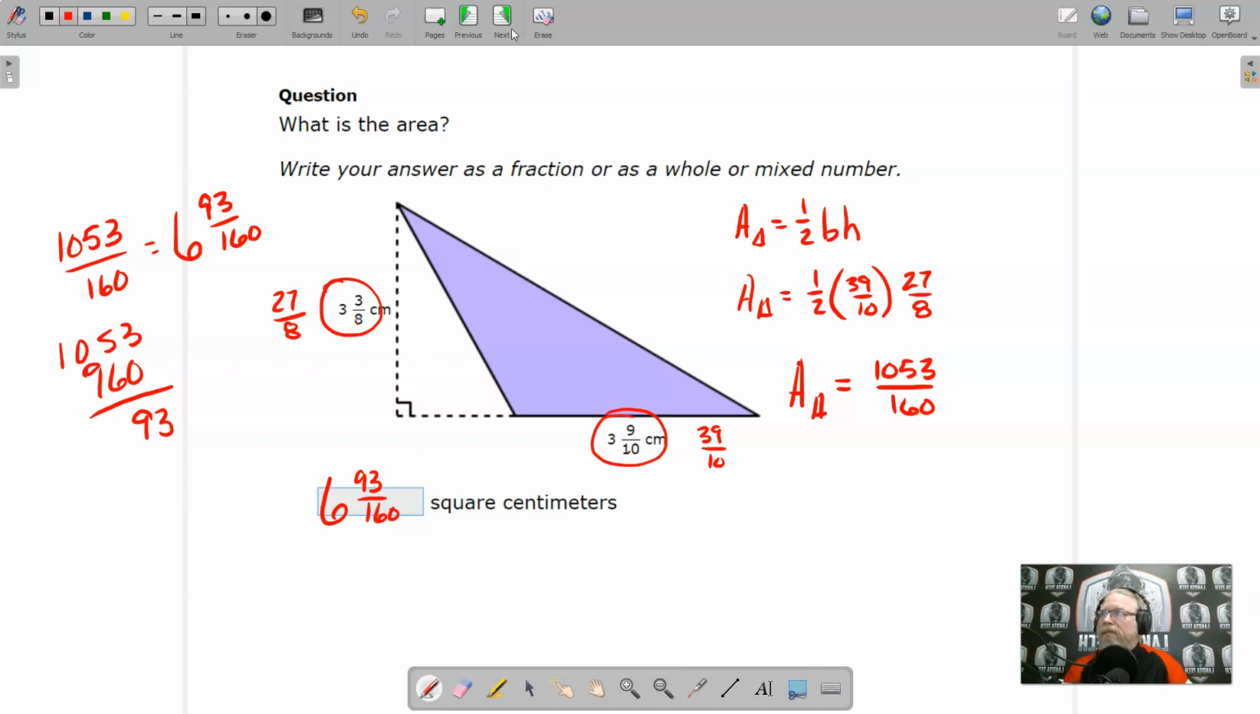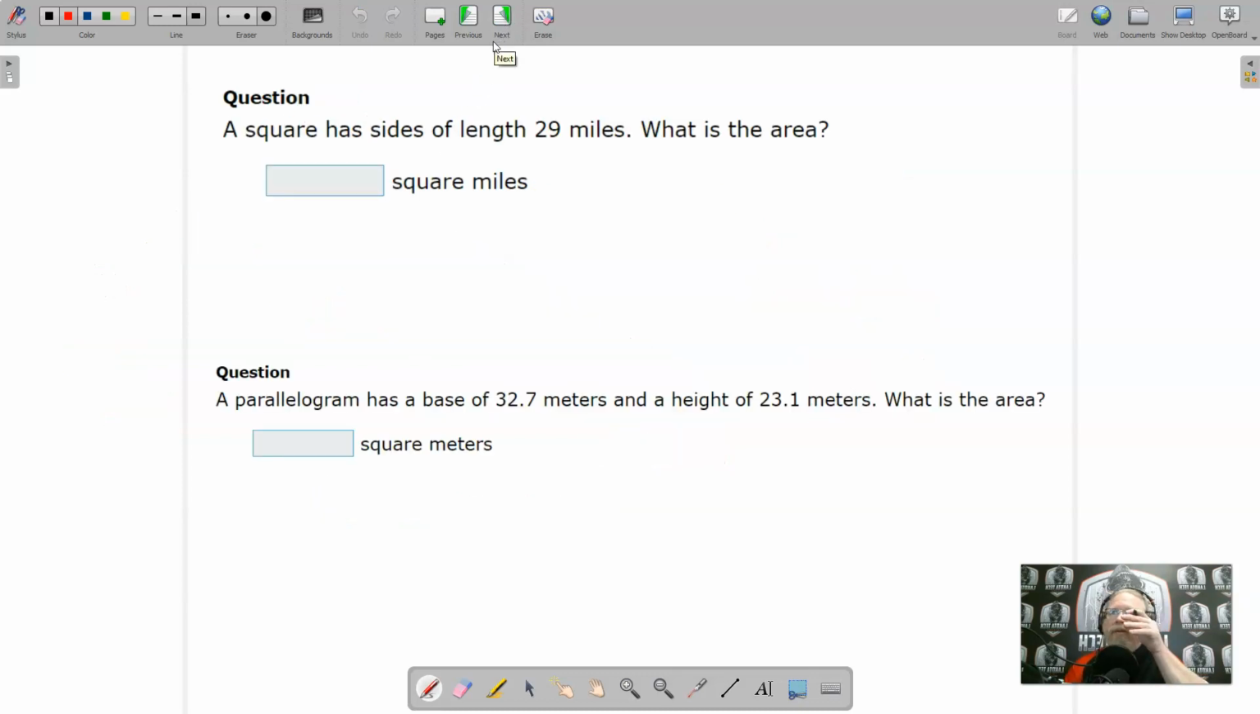That's actually the answer. All right, next one here, they're going to take away the pictures from you, and you have to figure it out. It's about a square. So we know the area of a square is equal to s squared. So it has side lengths of 29. So the area of the square is going to equal 29 squared. And whenever we square 29, let's see what we get. 29 squared, that's going to give us 841.